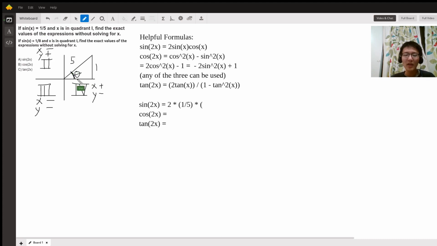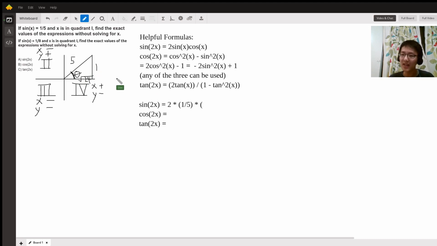Now, what is the bottom here? By the Pythagorean theorem, this squared plus this squared is equal to the hypotenuse squared. So you could figure out what this is by taking the square root of 5 squared minus 1 squared, which is 25 minus 1. This will yield rad 24. That gives you the horizontal length, the vertical length, and the hypotenuse.